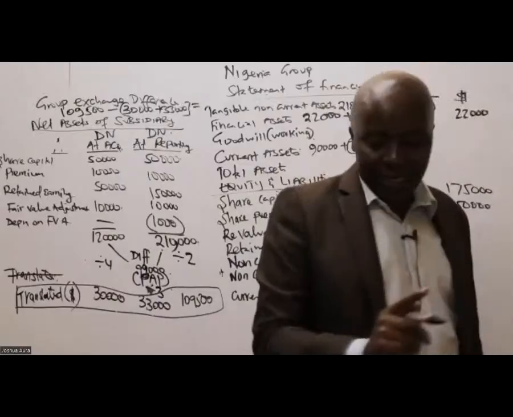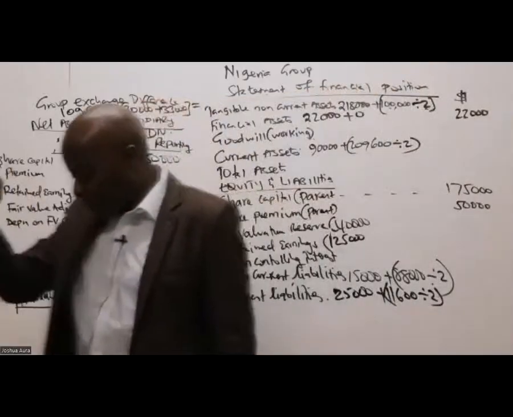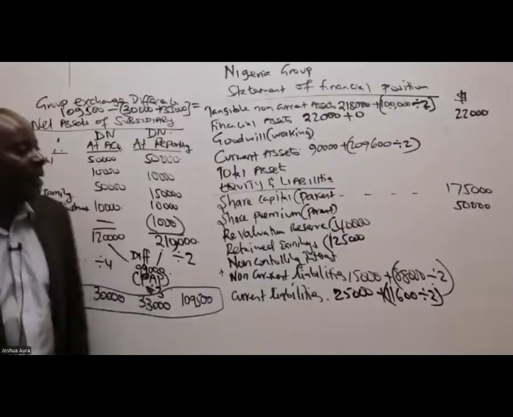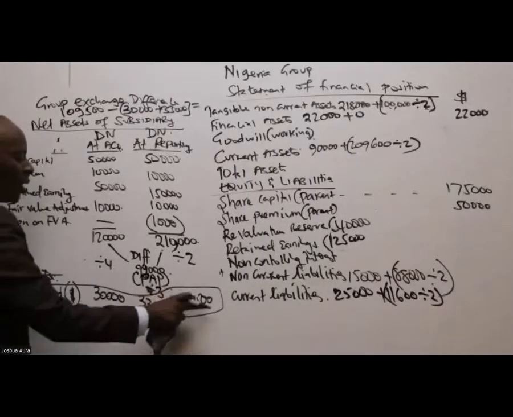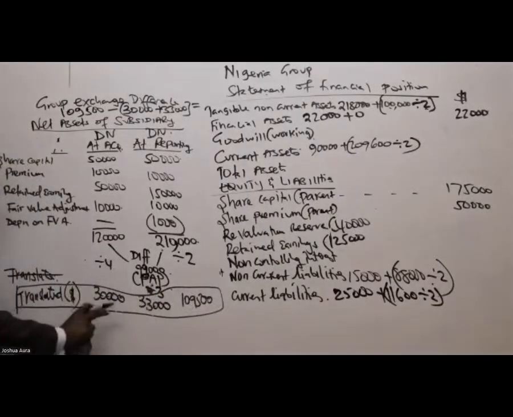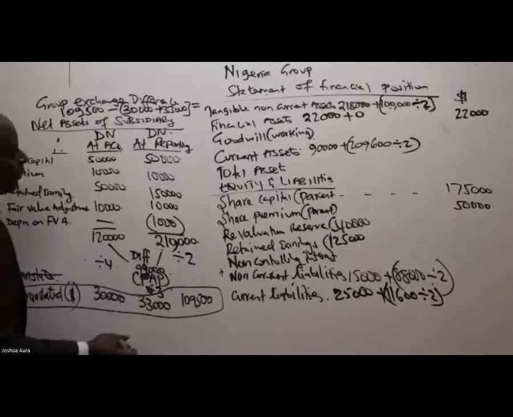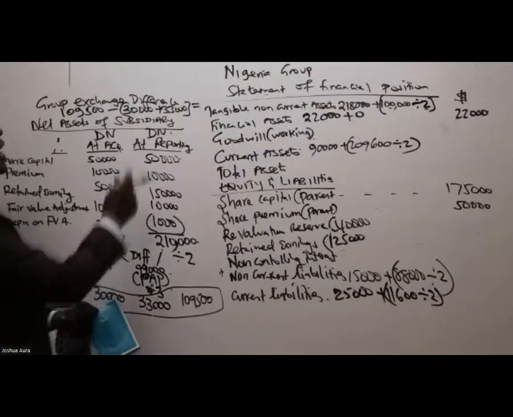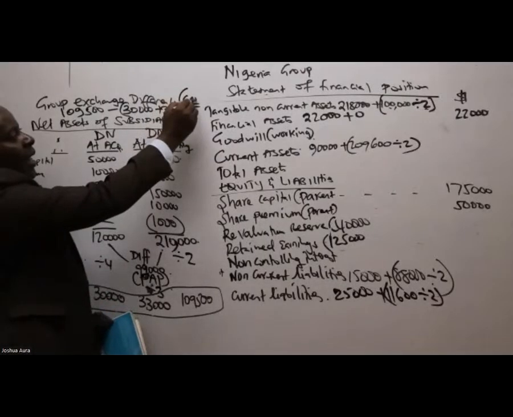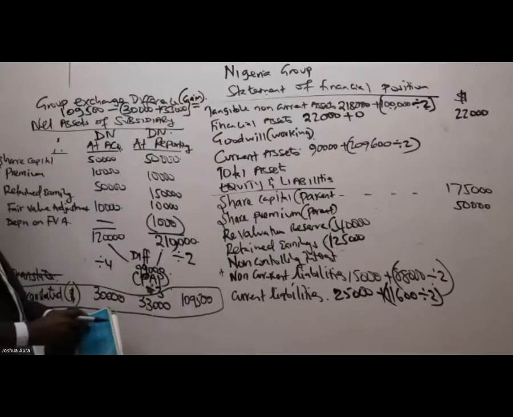46,500 is the gain in translation. It's a gain because we took the closing minus the sum of these. We expected the sum to be 66, but it has given us something more. So, ladies and gentlemen, this group exchange difference is a gain.